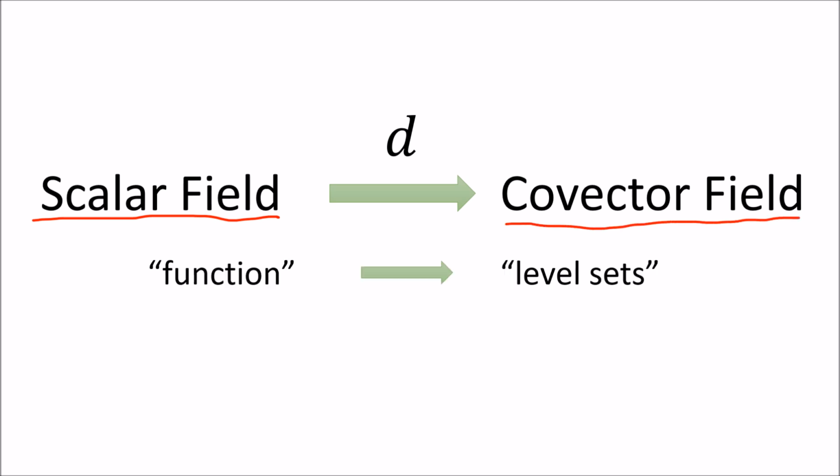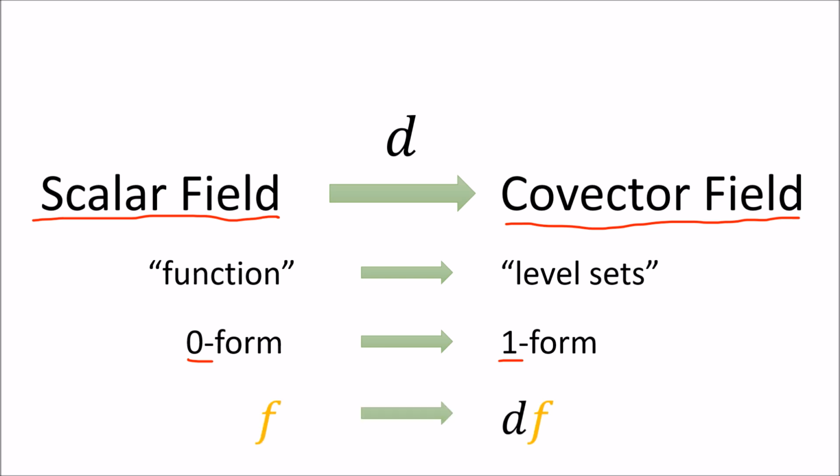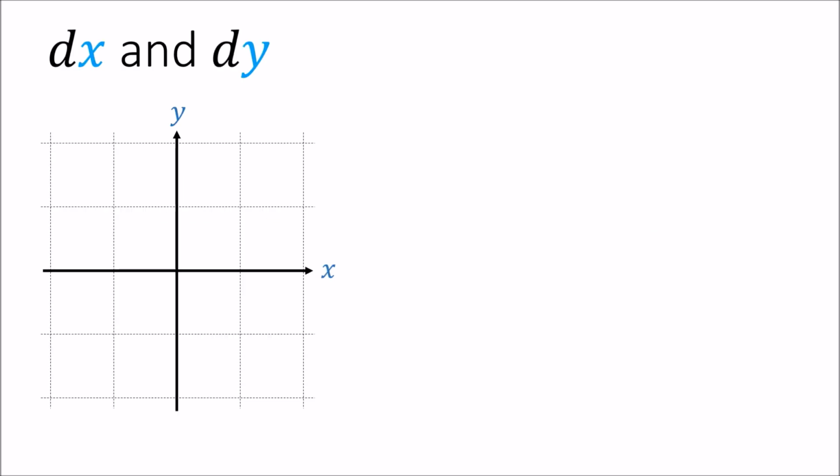Another way of saying this is that d takes a function and returns the function's level sets. Sometimes people also call scalar fields 0 forms and covector fields 1 forms. So d would take a 0 form and give us back a 1 form. And algebraically, d would take the scalar field f and output the covector field df. So let's consider a few more examples of the d operator here.